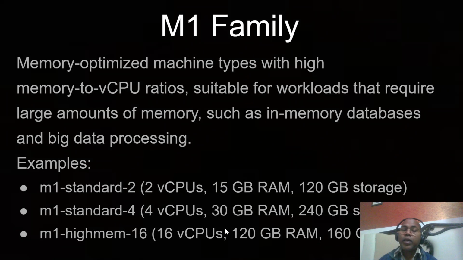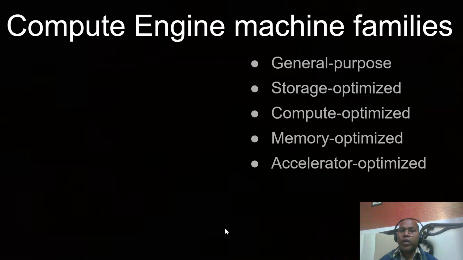So for those scenarios we generally take a memory intensive or optimized machine. You can also think of this family in a different way: as a use case, like a general purpose machine, or a storage optimized machine, or a compute optimized machine, or a memory optimized machine, or an accelerator optimized machine.